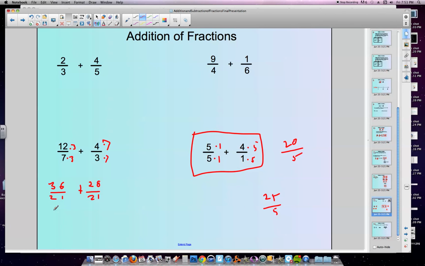Well, great. Now we're talking about segments that are each 1/21th of 1 unit. So we have 36 and 28. That comes out to, what, 62? 62 segments that are each a length of 1 over 21.